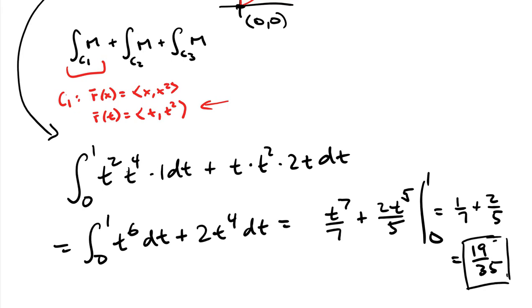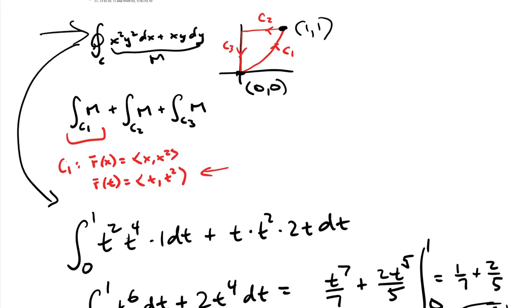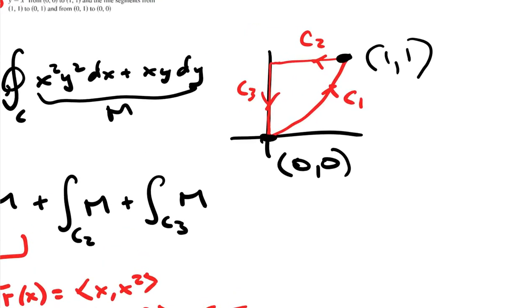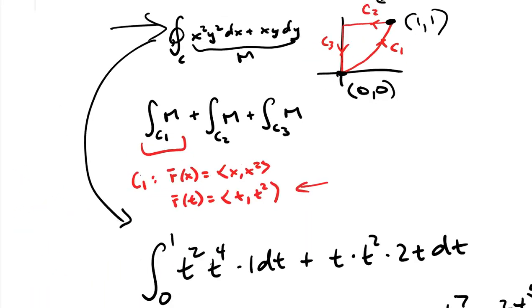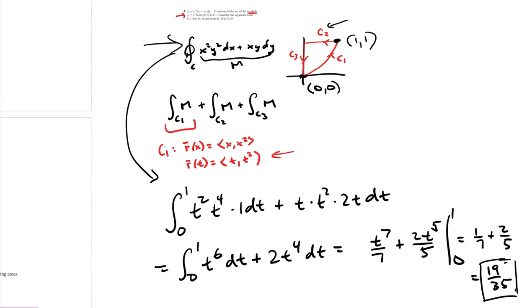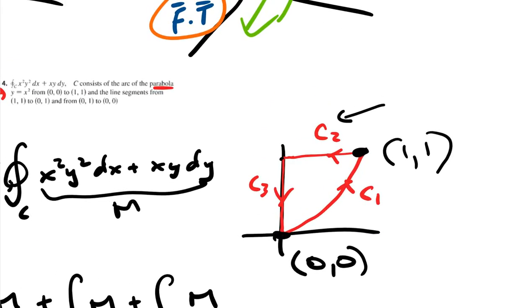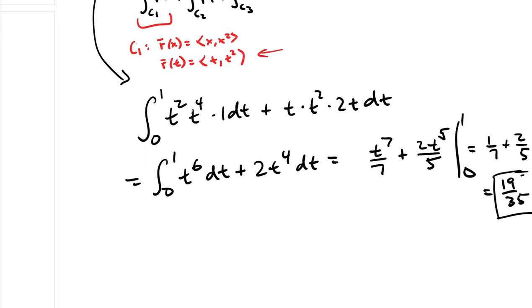Okay, so now I'm going to do it over C2. So now I need to parameterize C2. I'm going from 1, 1 to 0, 1. Yes. So I'm going to use my parameterization. So now we're going to do C2, and we're going from 1, 1 to 0, 1.